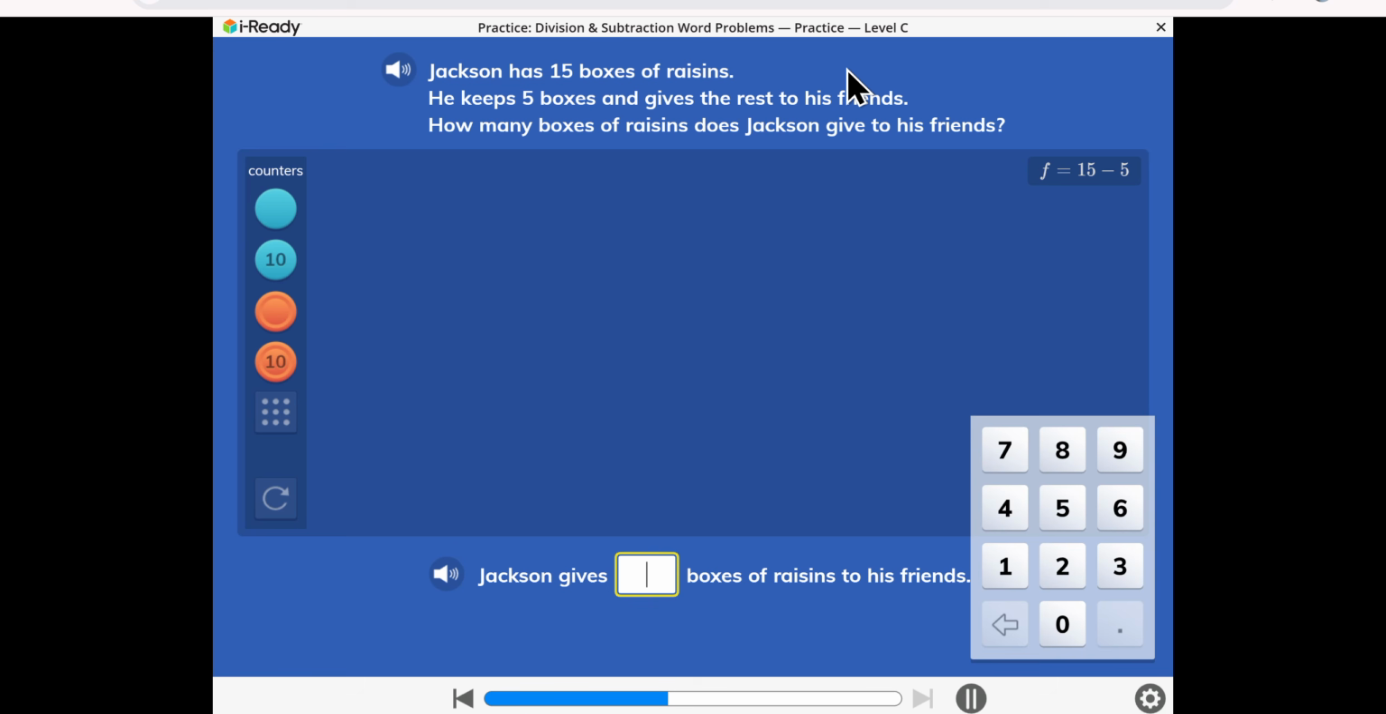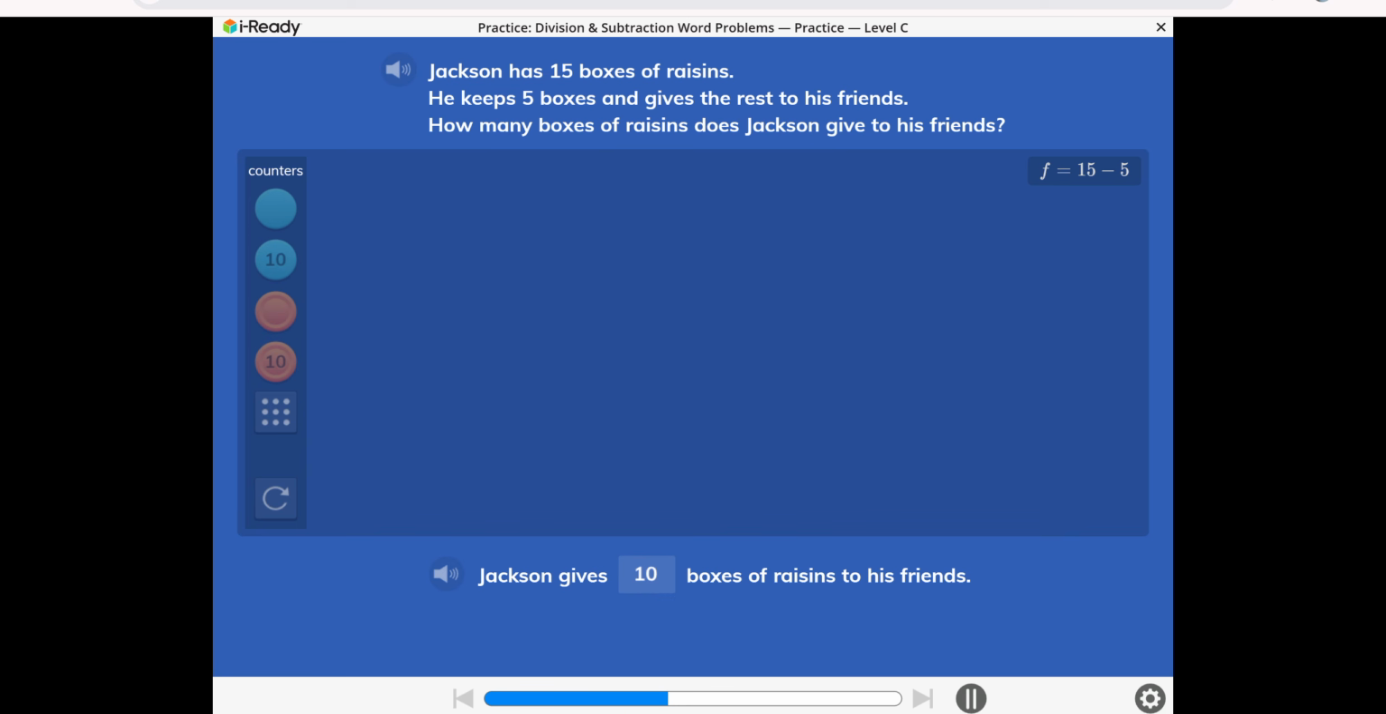What's the answer? 10. Good. Remember, F equals 10. Jackson gives 10 boxes of raisins to his friends.